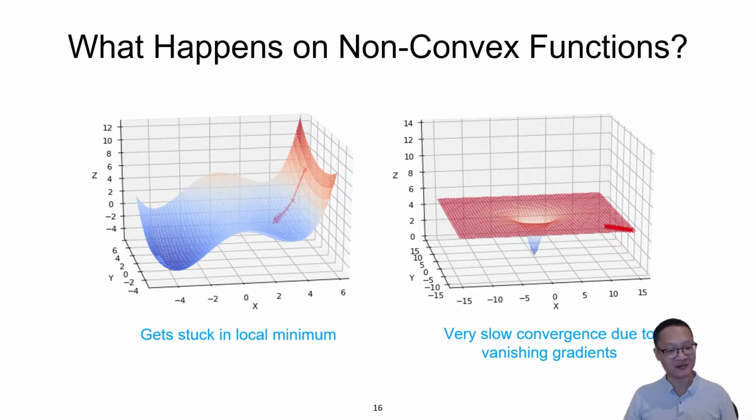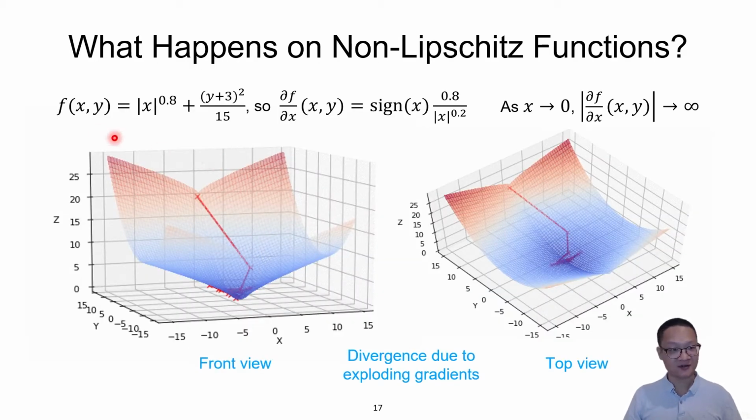Okay, let's move on and look at more examples. Here we have a function f of x, y equals absolute value of x to the power of 0.8 plus y plus 3 squared over 15. If you take the gradient, the partial derivative of f with respect to x is sign of x times 0.8 over absolute value of x to the power of 0.2. Because we have an absolute value of x in the denominator, when x goes to 0, the partial derivative of f with respect to x goes to infinity. x equals 0 is over here, and when we get to this place, the magnitude of the gradient becomes infinity.